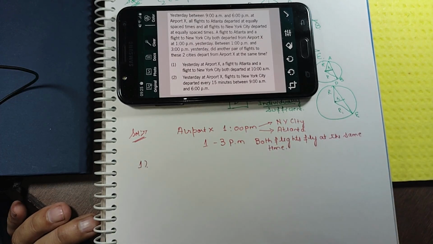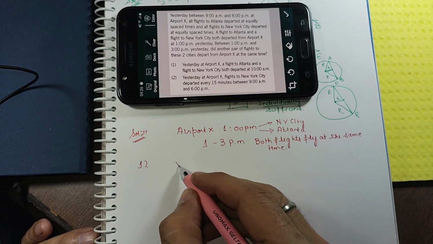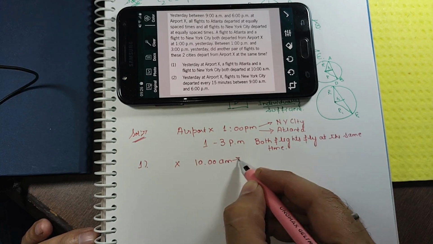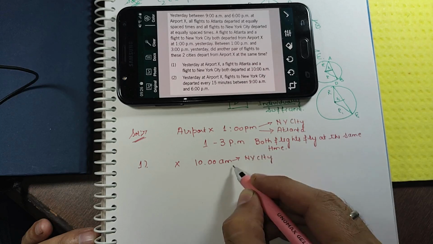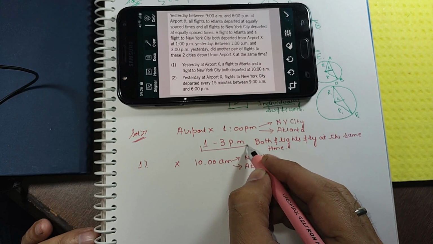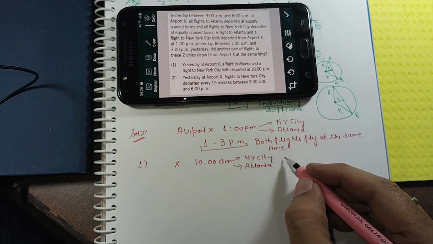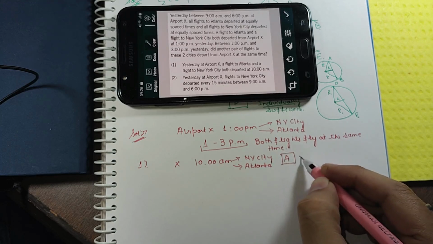Moving to statement 1. Statement 1 says, yesterday at airport X, a flight to Atlanta and a flight to New York City both departed at 10 a.m. So this says basically that from airport X at 10 a.m. flights departed to both New York City and Atlanta. But this doesn't give us any information about whether, between 1 and 3 p.m., both flights flew at the same time. So statement 1 is not sufficient to answer our question.